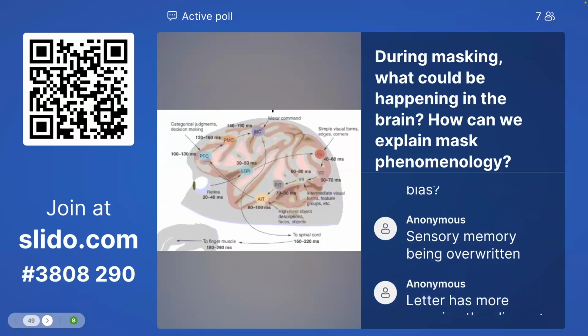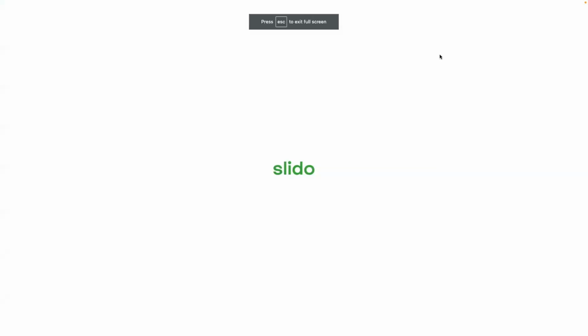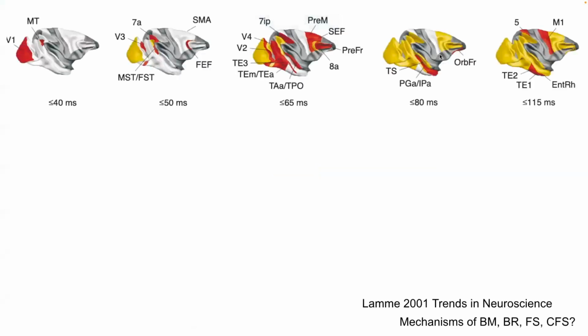I think that's pretty much a good explanation, and thank you for the hypothesis. Keep active. Okay, just to wrap up this backward masking part, I'll leave this binocular rivalry part as an exercise for you to think about. Maybe you can write it in an essay.